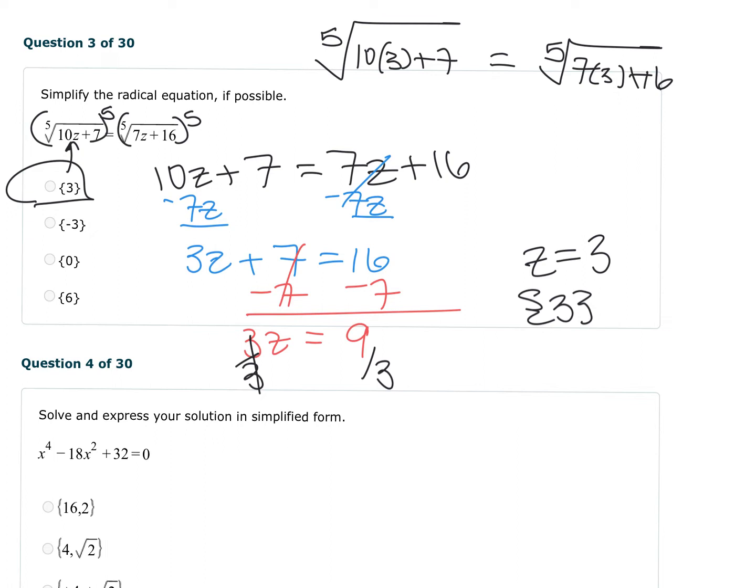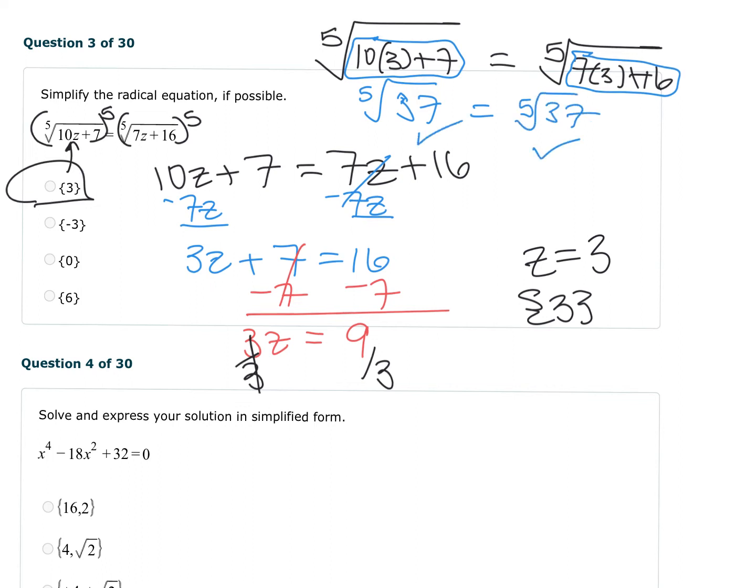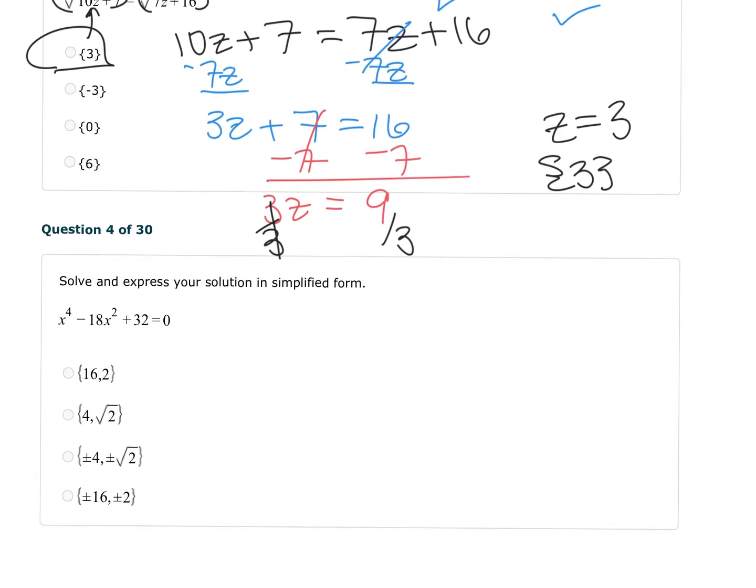So right here would become 37, so the fifth root of 37, and over here 7 times 3 is 21 plus 16 is also 37. So you can see we get equivalent expressions. Yay! Okay, let's try number 4.